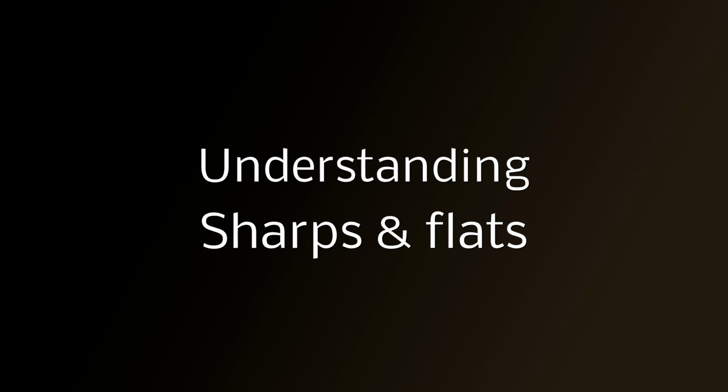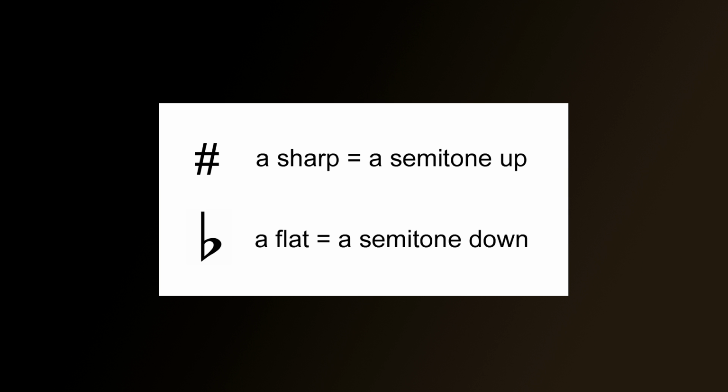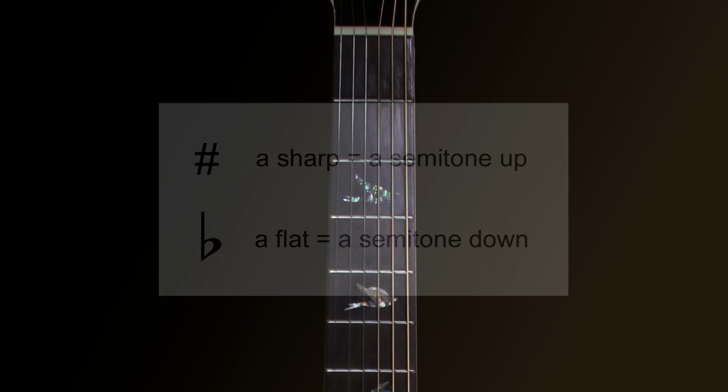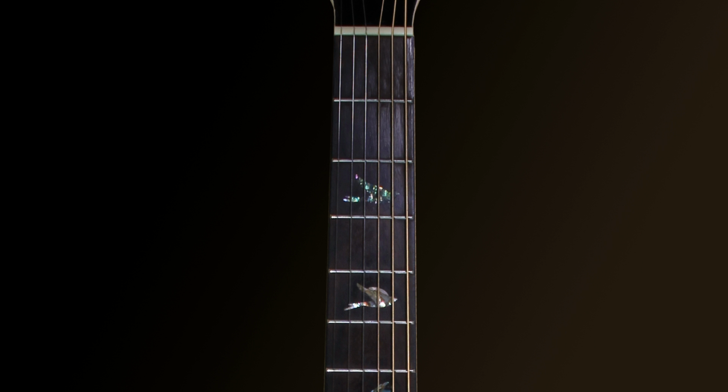Understanding sharps and flats for the guitar. The sharp symbol looks like a hash or a blank game of noughts and crosses, and the flat symbol looks like a small b. In fact, on many websites, the small b is used as a flat symbol because they are so similar. A sharp is a semitone up, and a flat is a semitone down. On a guitar, a semitone is a single fret. So, a sharp would be 1 fret up, and a flat would be 1 fret down.